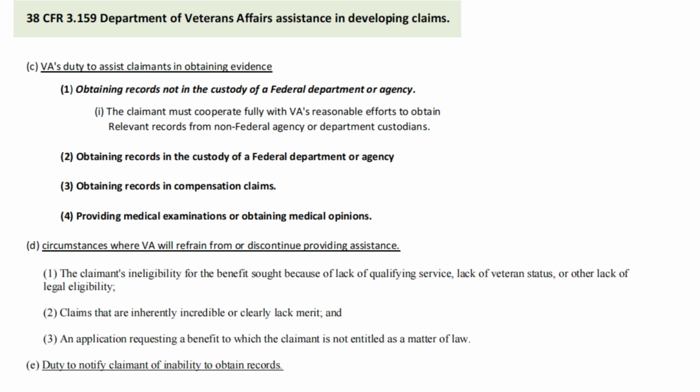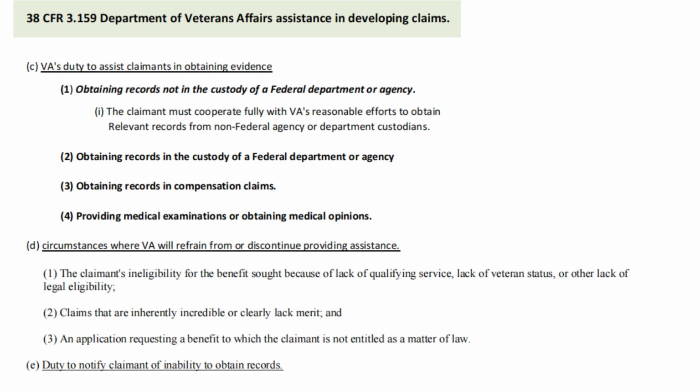Here in slide number two, this is the 38 CFR 3.159, Department of Veterans Affairs Assistance in Developing Claims. Now, this was a large CFR. It had a lot of information. So you have the number and the name of the 38 CFR. I couldn't fit all of it in one slide, but I took some information that I thought was pertinent to today's video, okay?